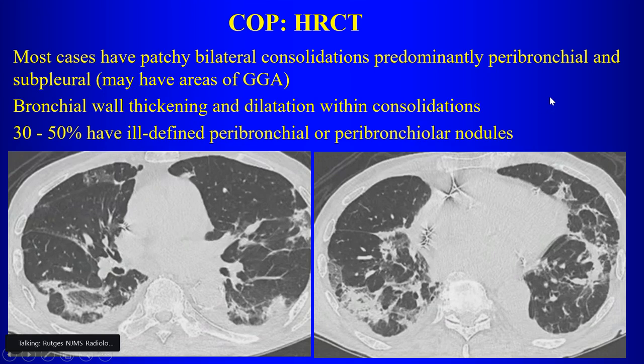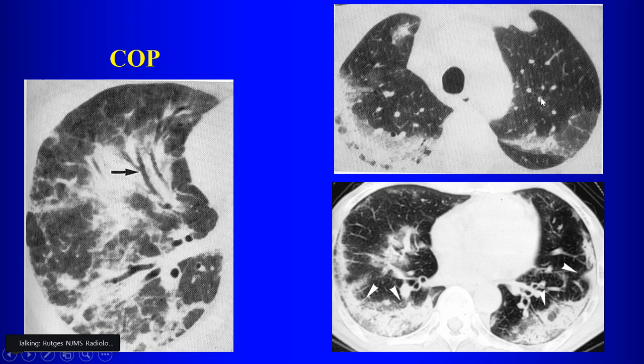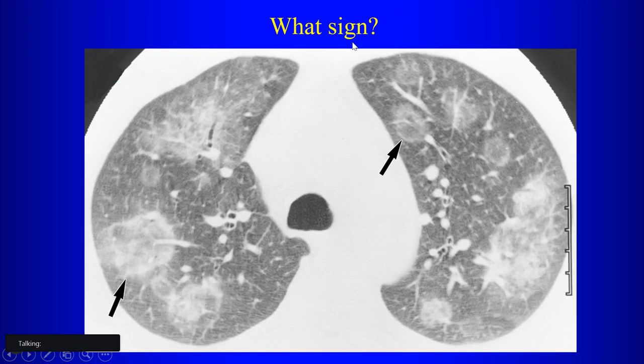So that's why this belongs in our differential for peripheral consolidations. It might also have a parabronchiolar distribution around the airways. So we can see consolidations in the periphery, like you see here, but they might also be parabronchiolar, around the airways, like you see in that particular example.